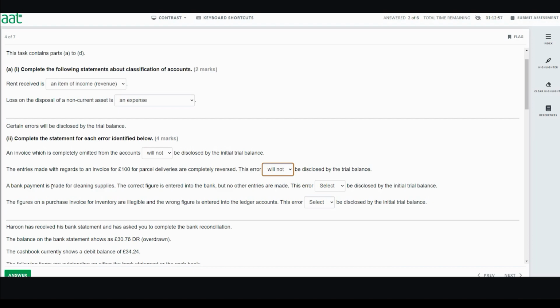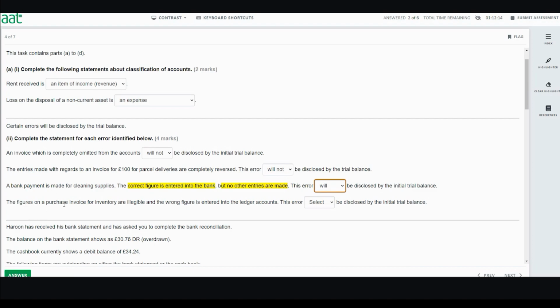A bank payment is made for cleaning supplies. The correct figure is entered into the bank. So that's important. The correct figure has been entered into the bank, but no other entries are made. So if it's been credited into the bank and no other entries have been made, then the error will be disclosed because the accounts don't balance. All you've done is enter the credit, which means that the debit doesn't balance, which means that we would have opened a suspense account to get it to balance until we found the error.